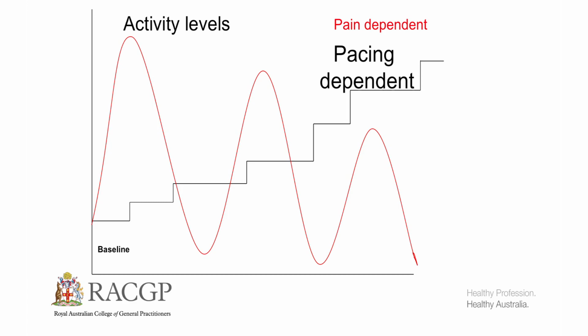You can see the wavy line might have been the patient's activity levels before treatment, which may emphasize the fluctuation, something of a boom and bust cycle, doing a lot on good days and not much at all on bad days. What we're trying to do with a pacing approach is get them to drop to a lower baseline in the first instance and then build slowly and steadily on top of that over time. Next slide, please.